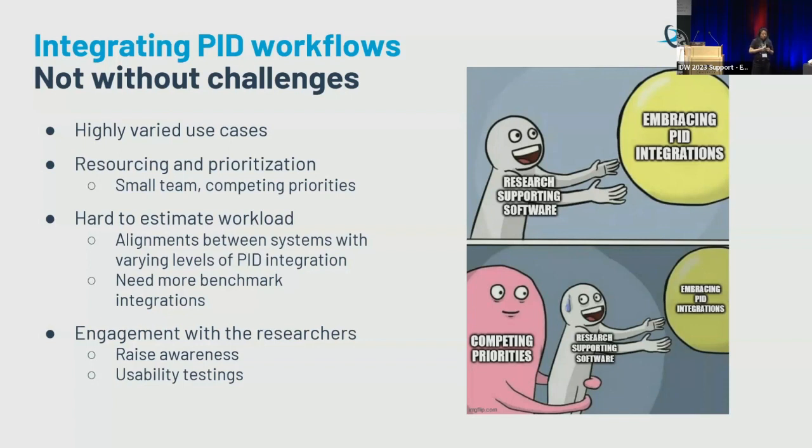And then also, last but not least, very important is engagement with the researcher community. You provide research tools and you want researchers to use them. That goes without saying, but sometimes we lose sight. So it's important to engage with them and raise awareness of what these features are, how they help them, and to involve them in usability testing.